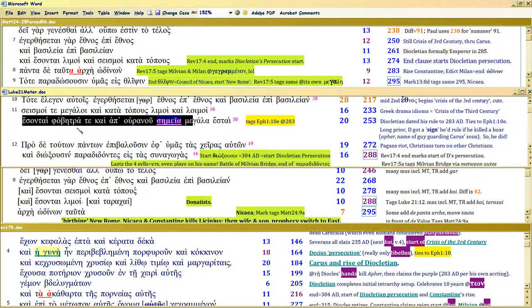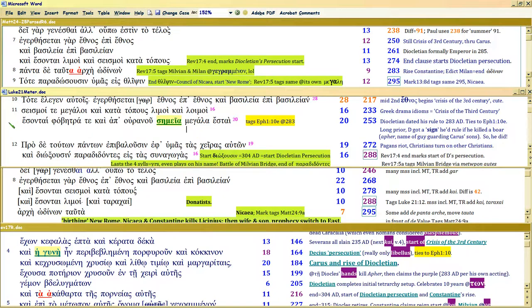Okay, so what does this text say in Greek? Esontai probeta phobetra te kai ap uranu. Semaya me. My badly pronounced Greek. Esontai phobetra te kai ap uranu semaya me.